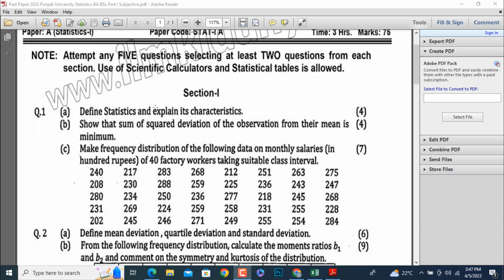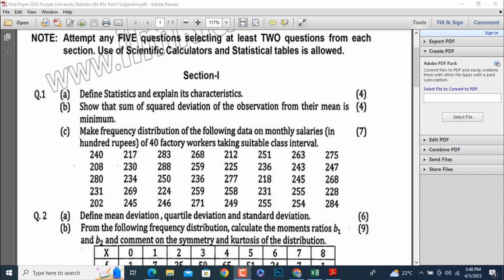Section 1 is here. Question 1 is: define statistics and explain statistics. You can find it from your textbooks. The second part is also from your textbook, but here we are going to examine question number C, then we will go to the solutions.